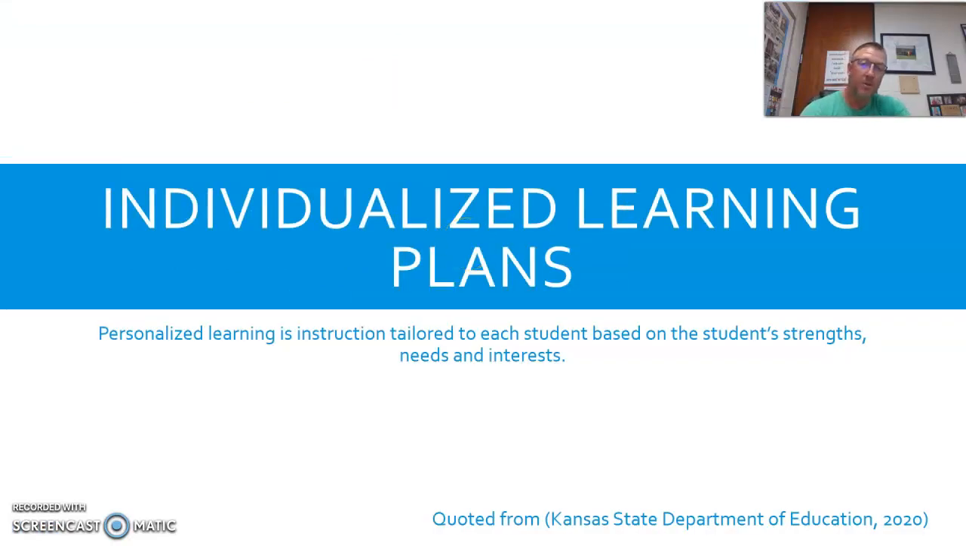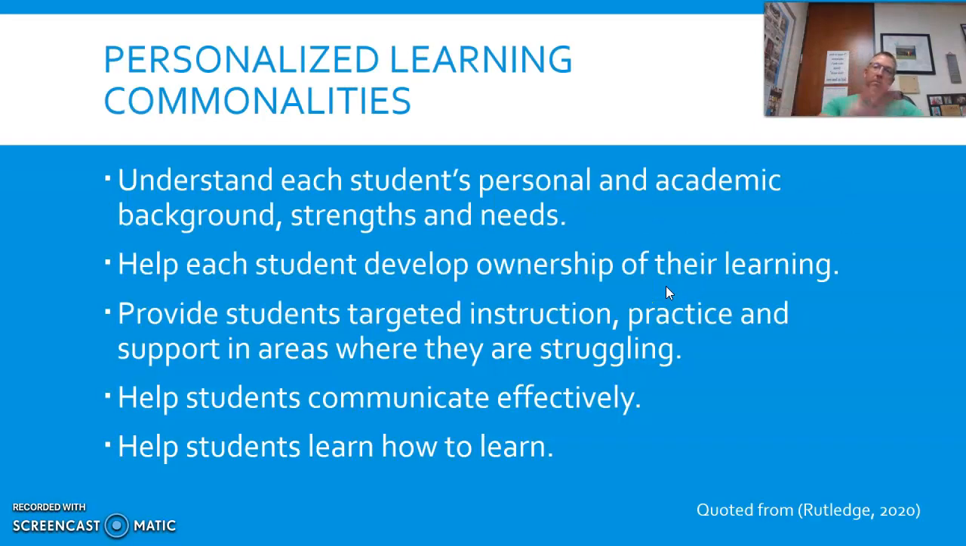So individual learning plans, personalized learning, as defined by the Kansas State Department of Education, is instruction that's tailored to each student based on their strengths, needs, and interests. And so, again, one of the things that I found, back up. So personalized learning commonalities: understanding each student's personal and academic background, their strengths and their needs, right? So maybe potential accommodations, or maybe potentially higher standards to a certain extent.